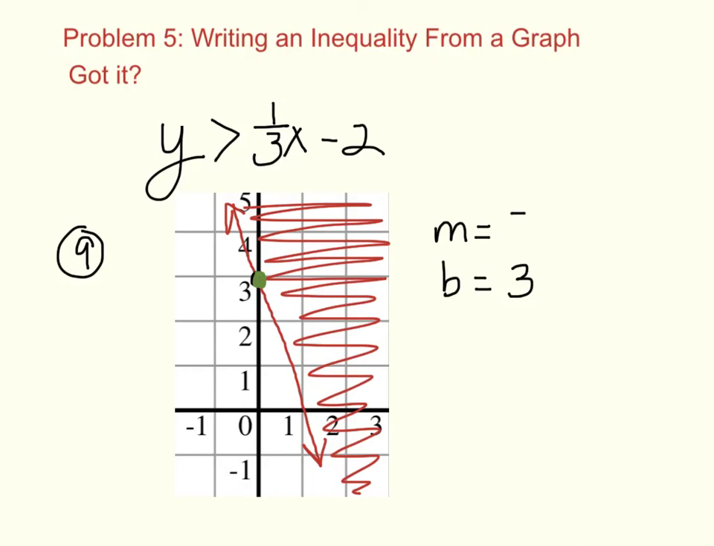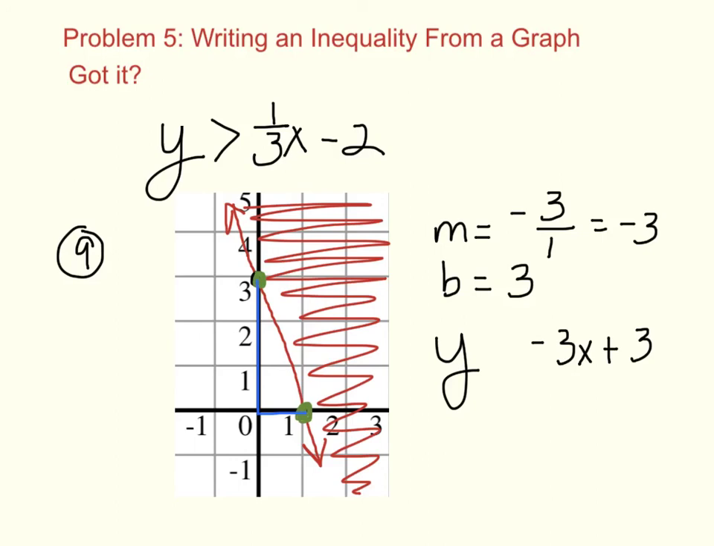So let's pick another point. We have a point right here. So what do we do? Well, I would go down 3 over 1. Down 3 over 1 would be -3 over 1, which is just -3. So we know my equation, or my inequality, will be y, and then it'll be -3x plus 3.